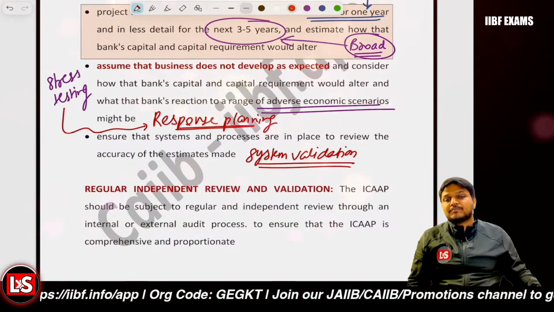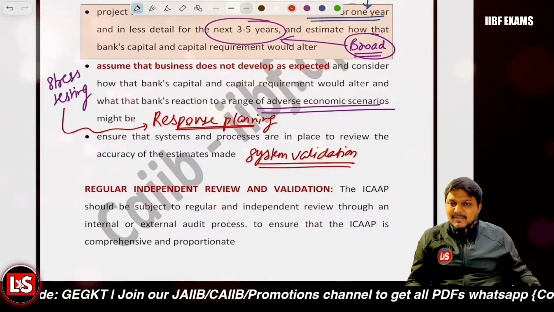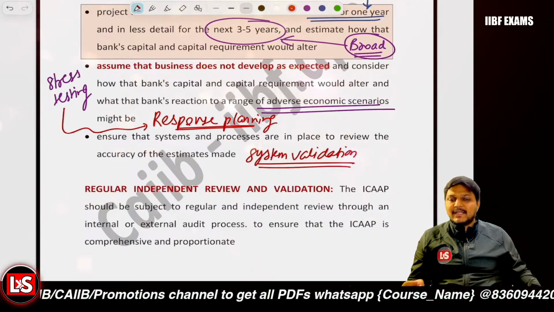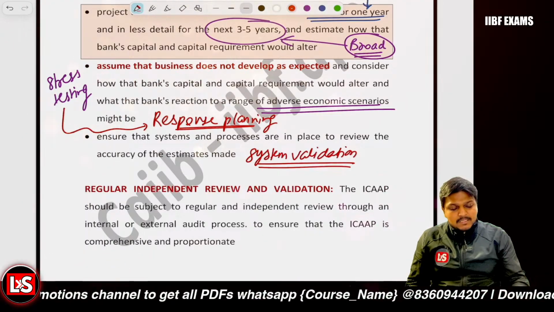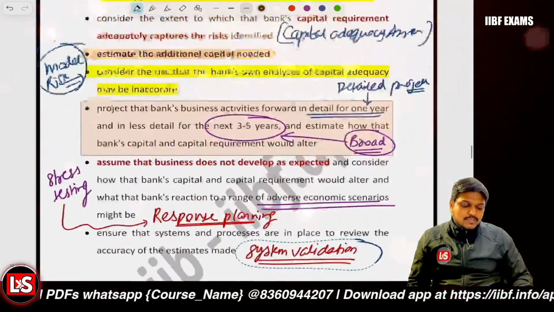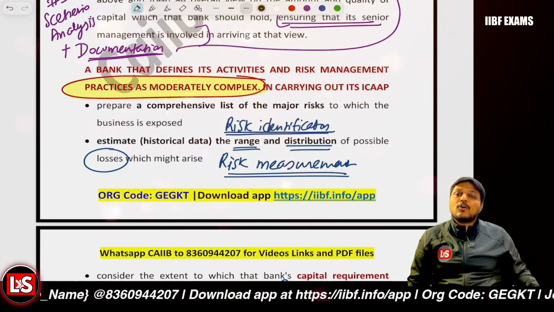That should be there. Whatsoever estimates were there, we have to review the accuracy of the same. We have to validate the assumptions. So the proper system validation is to be done, right? So this is a process that is to be followed in case of the moderately complex bank.